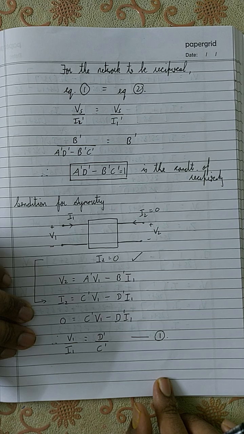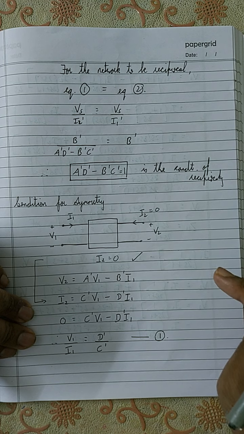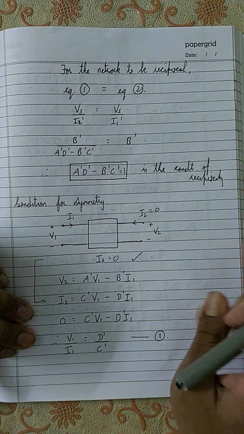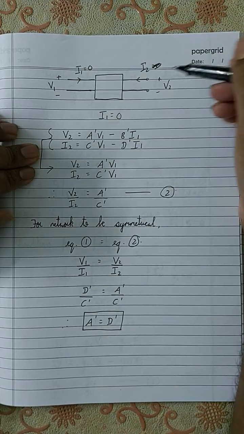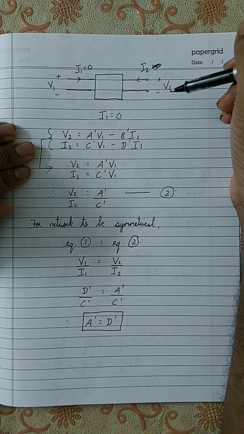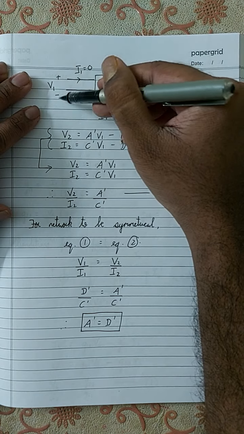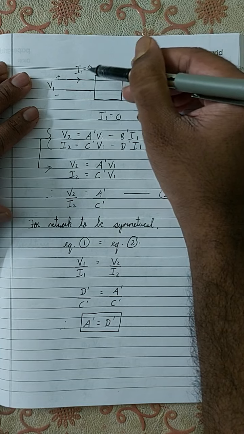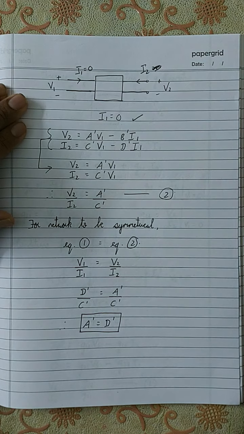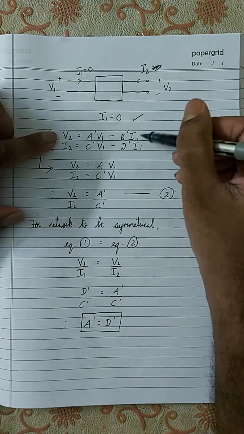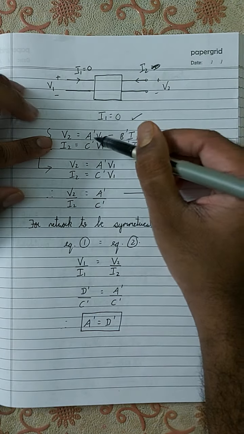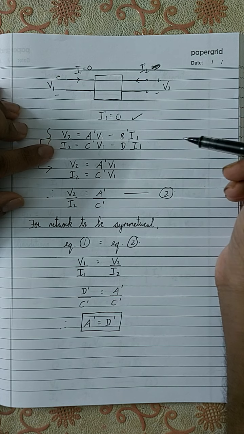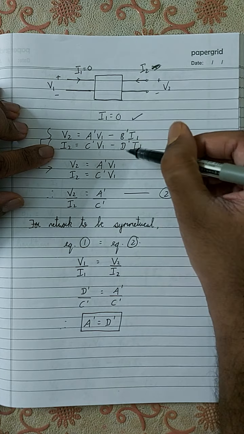Now I need to find the ratio of V2 by I2 keeping port 1 open. I'm trying to find the equation for V2 by I2 keeping port 1 open. Port 1 open means no current will flow through port 1, which means I1 is equal to 0. That is the only condition. Now I apply this condition to my inverse transmission parameter equations: V2 is equal to A dash V1 minus B dash I1, and I2 is equal to C dash V1 minus D dash I1.